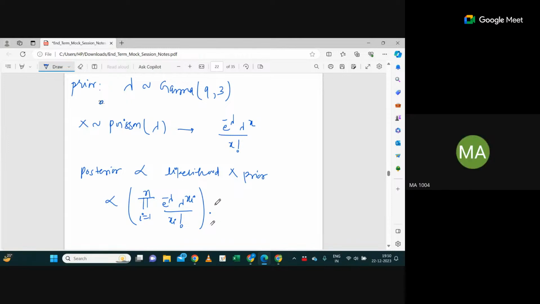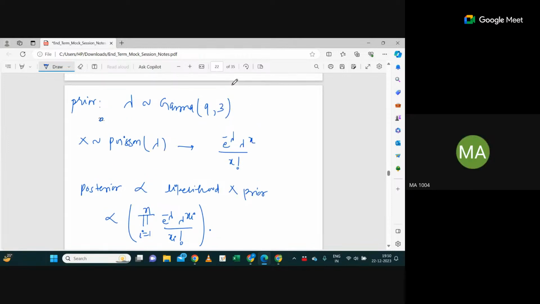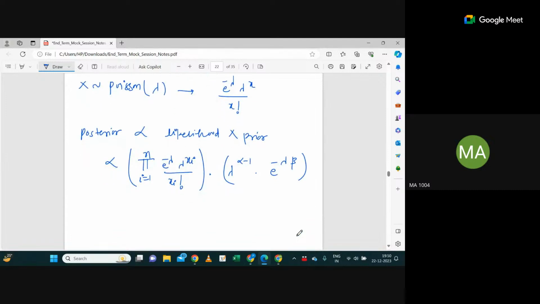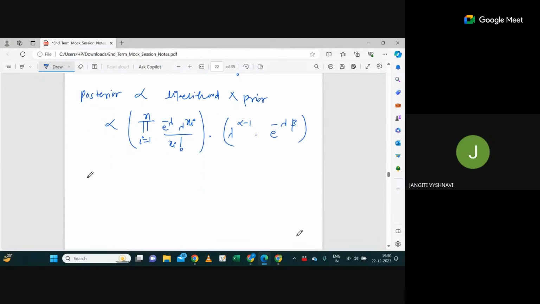The prior is what? It's a gamma. What will the gamma be? Lambda raised to alpha minus 1 into e raised to minus lambda beta. We know the values of these two, I'm just writing in general. Now, these are all constants, since I'm not using the equality sign. The proportionality sign means we can ignore the constant values.